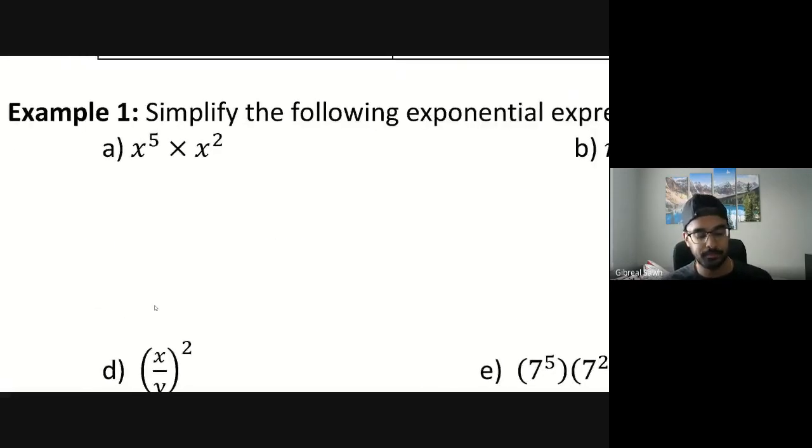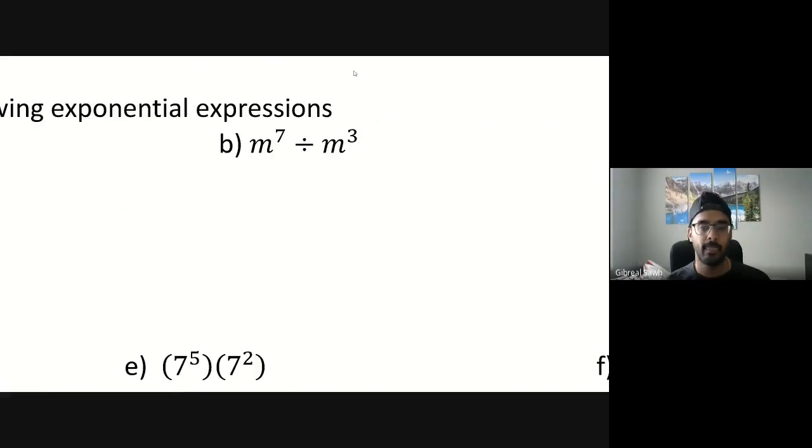So at the top, we see we've got an x to the power of 5. We are multiplying with an x squared. The rule there was if you're multiplying with the same base, my bases here are x, we add the exponent. So this becomes x to the power of 7. Simplified, we're done.